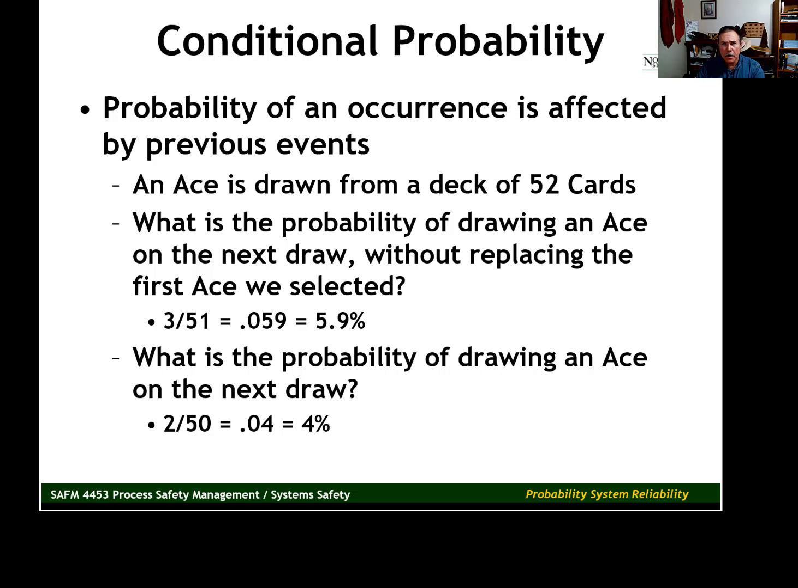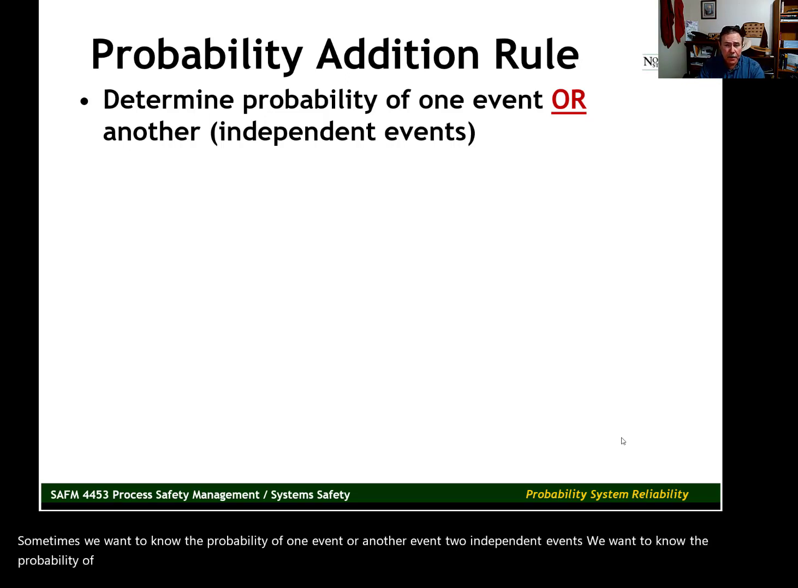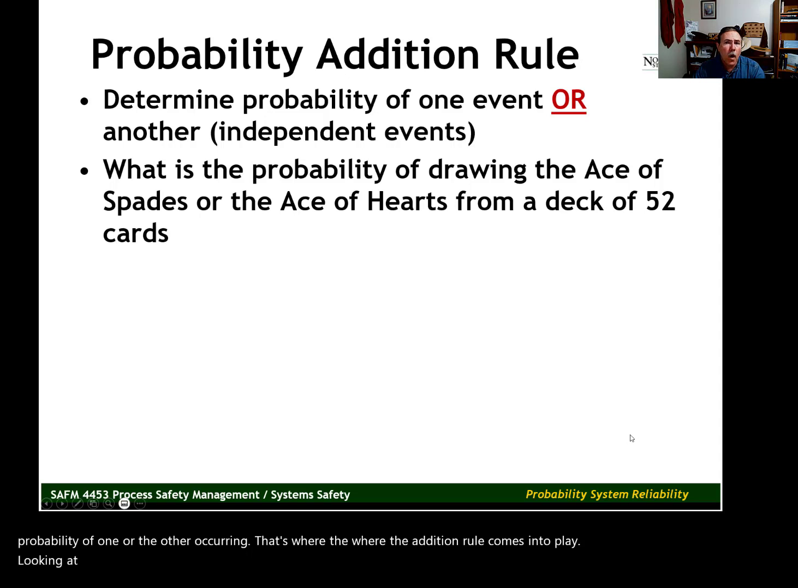Let's talk about the probability addition rule. Sometimes we want to know the probability of one event or another event, 2 independent events. We want to know the probability of one or the other occurring. That's where the addition rule comes into play. Let's look at an example here. What is the probability of drawing the ace of spades or the ace of hearts from a deck of 52 cards?